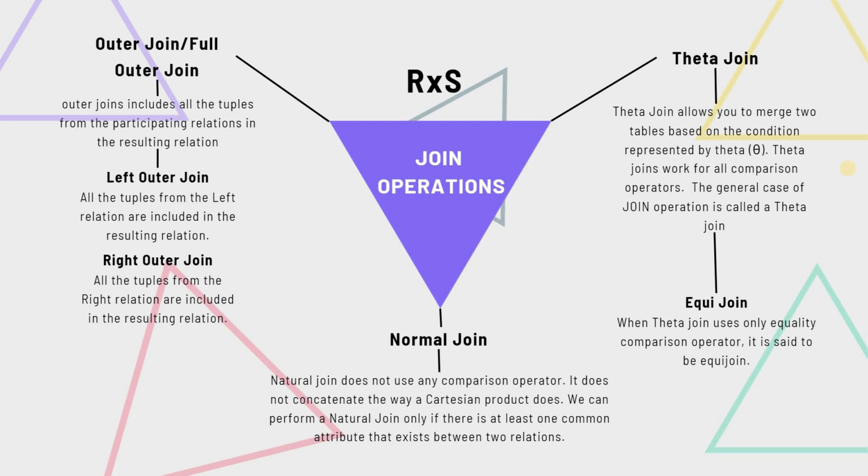Left outer join shows all the values from the left relation that are common with values in the right relation. If R and S are two relations as shown, then all the values of R that are common in S will be displayed. Right outer join is the opposite of left outer join. It shows the values from the right relation that are common in the left relation. If R and S are relations as shown, all the values of S that are common in R will be displayed.